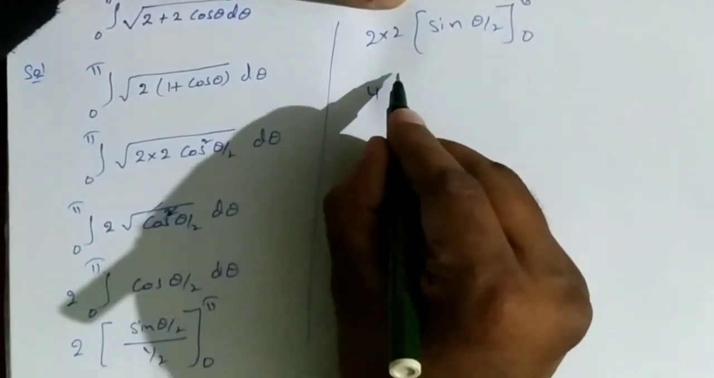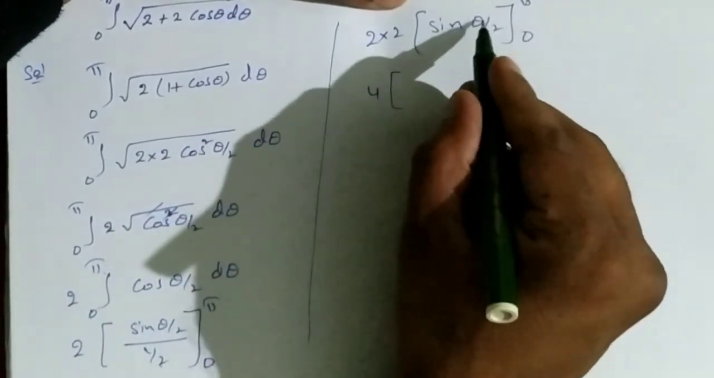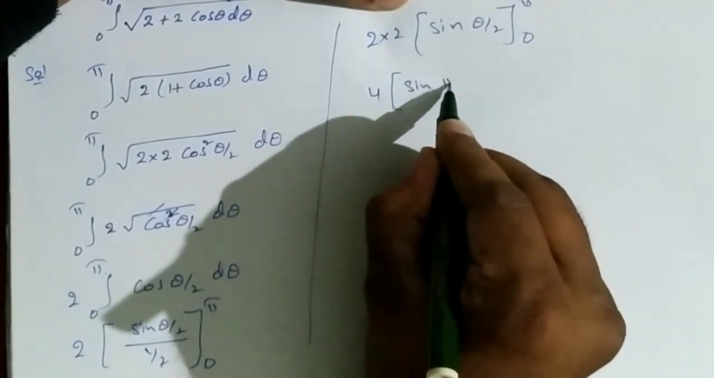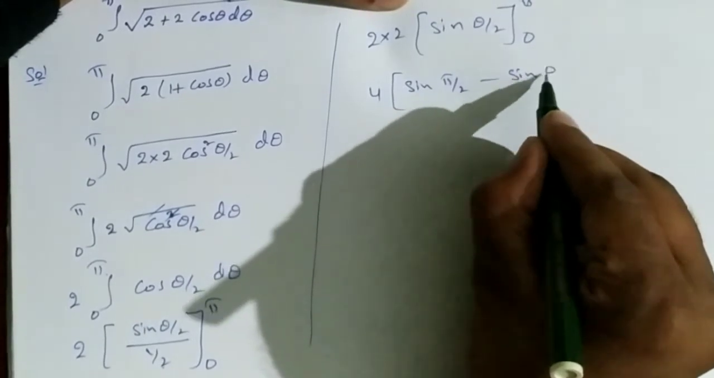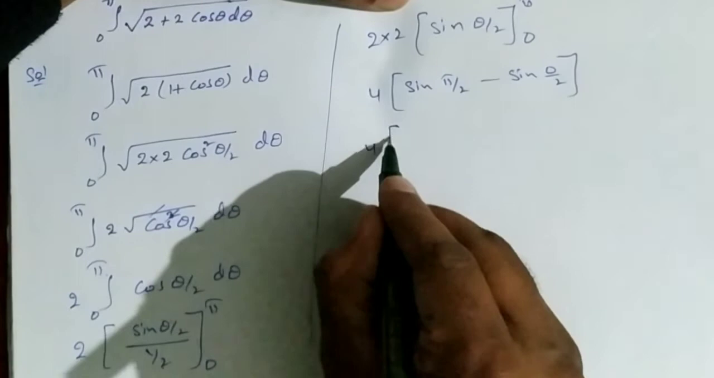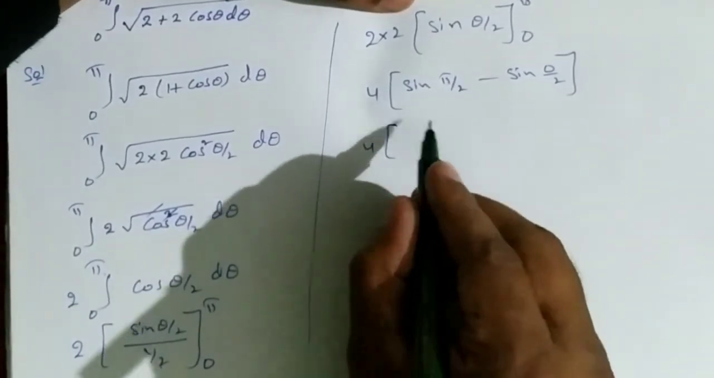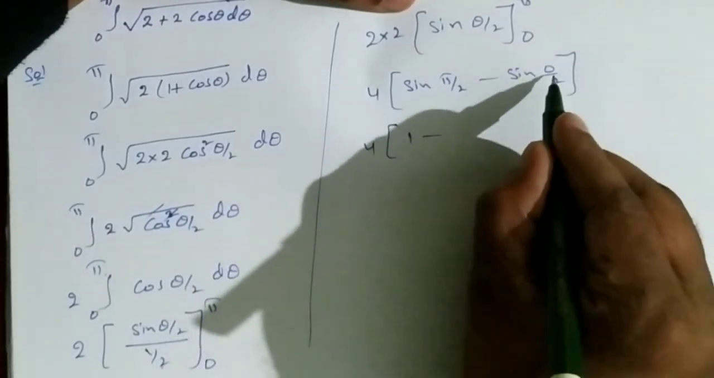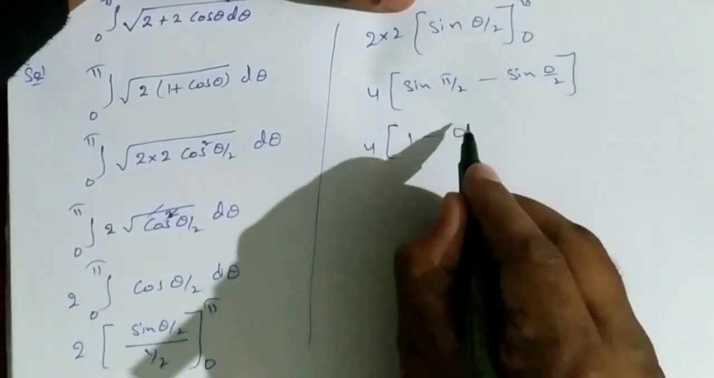2 into 2 is 4. Now we have to substitute both pi and 0 in place of theta. 4 into sin pi by 2 minus sin 0 by 2. Sin pi by 2 is nothing but sin 90 degrees. At 90 degrees sin is 1, minus sin 0 by 2. 0 by 2 is 0 only, nothing but sin 0 is 0.